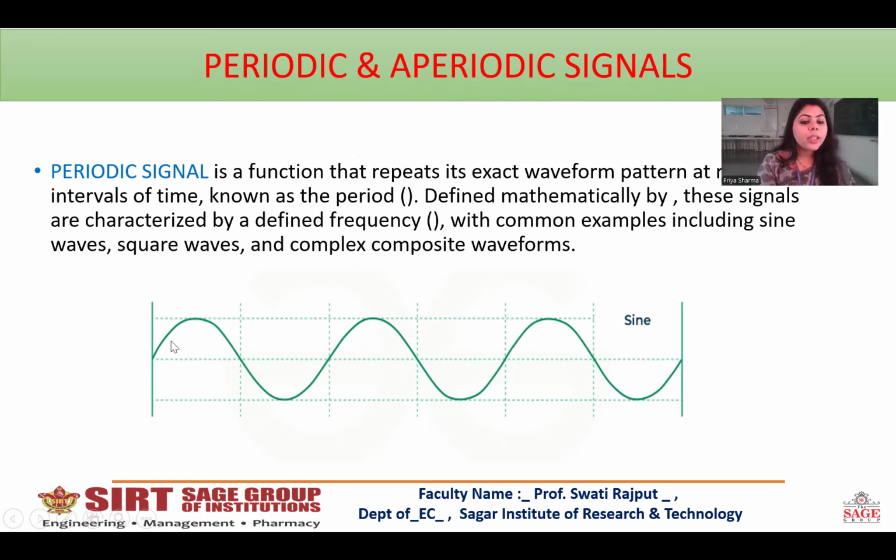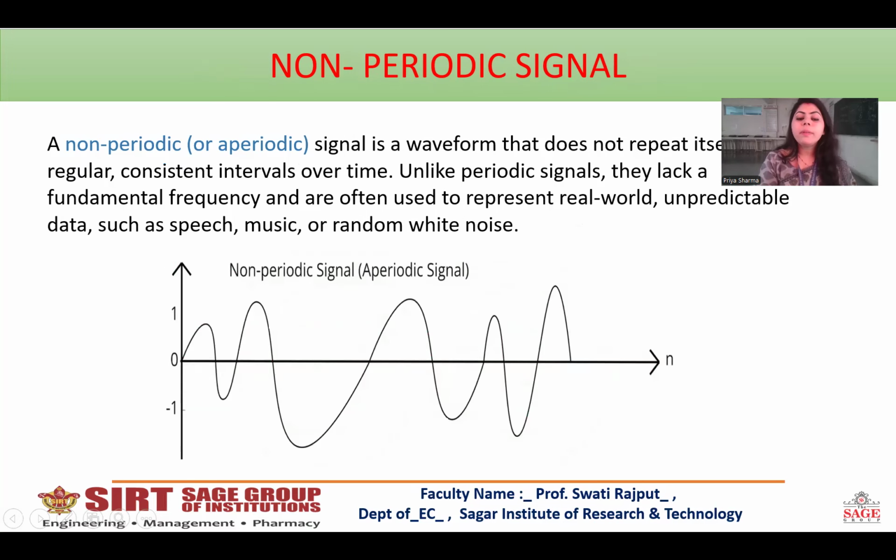Okay, and over here we can see also this waveform is exactly the same. These are the same waveforms. Now, non-periodic, by the name itself, you can understand how it will be. It will be like random, with no regular intervals. So, a non-periodic signal is a waveform that does not repeat itself at regular, consistent intervals over time.